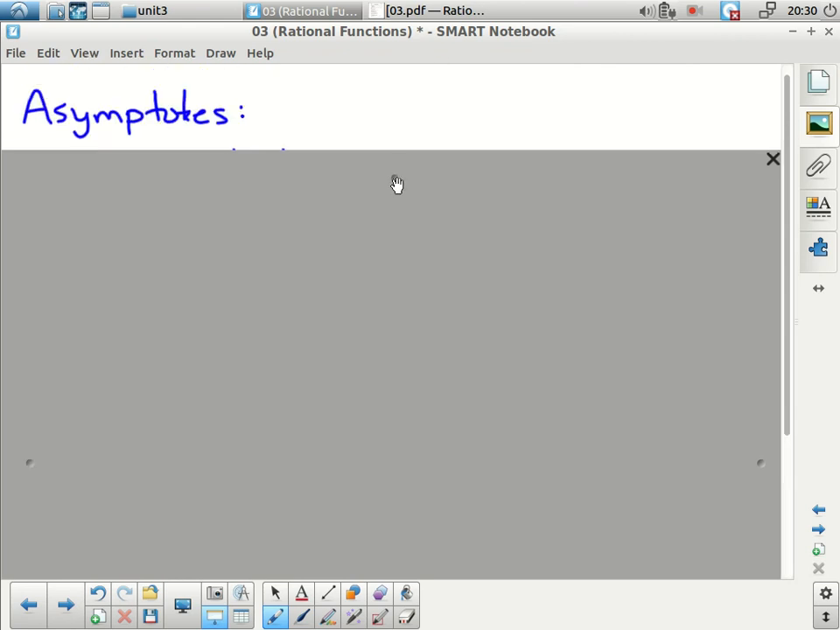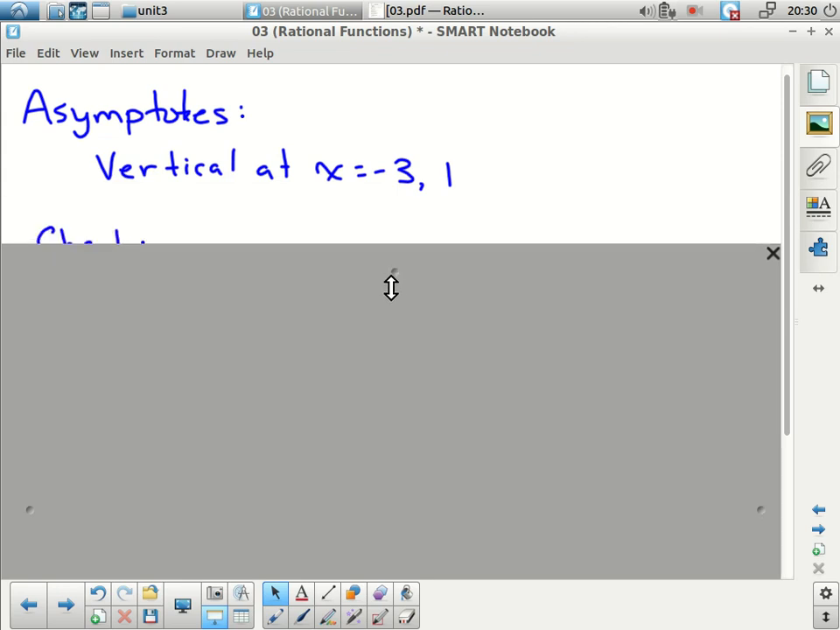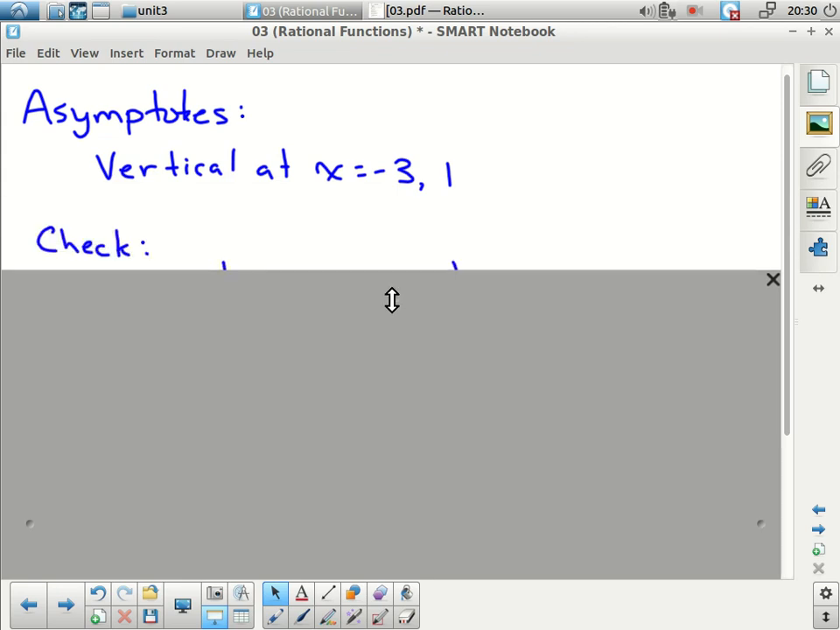Okay, next thing on our list is asymptotes. We've already mentioned this in the domain, but we know we have vertical asymptotes at -3 and 1. So now to look at, do we have horizontal, do we have oblique? We're going to look at the end behavior here and see what's going on.